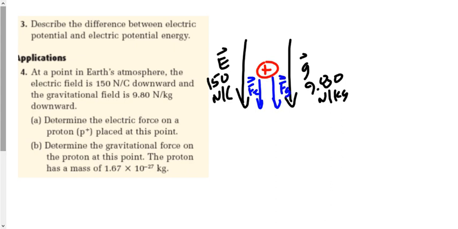Now, we're not actually asked to find the net force here. We're just asked to find the individual forces. But if we were asked to find the net force, that'd be okay. We'd solve for each one of them and then add them up, both as negative answers. I'll solve for them individually, though.